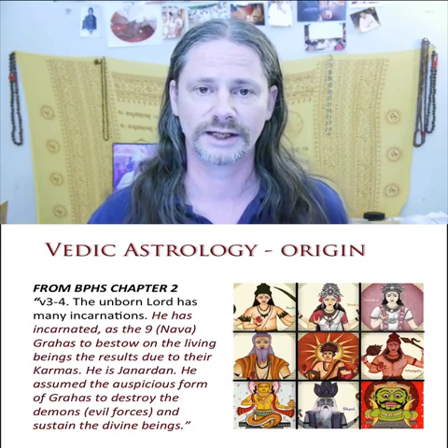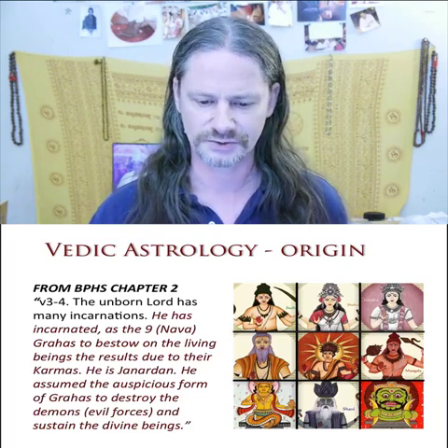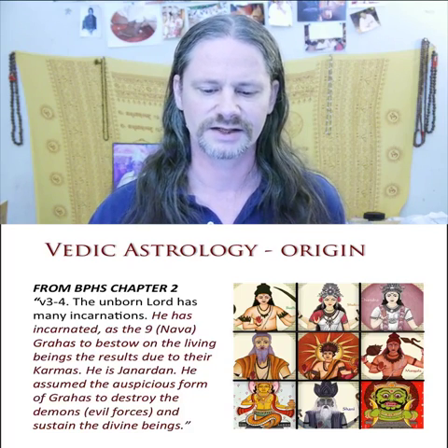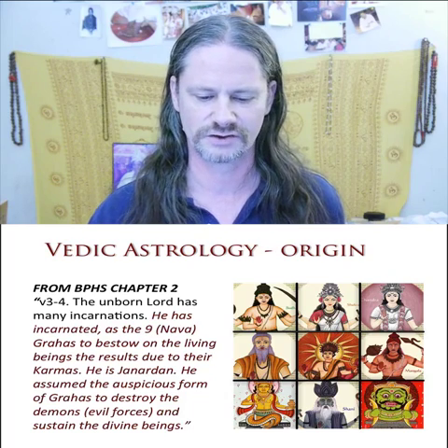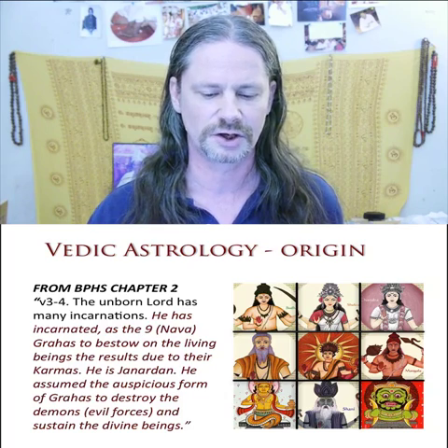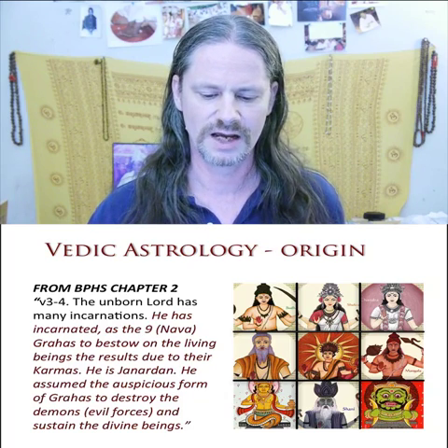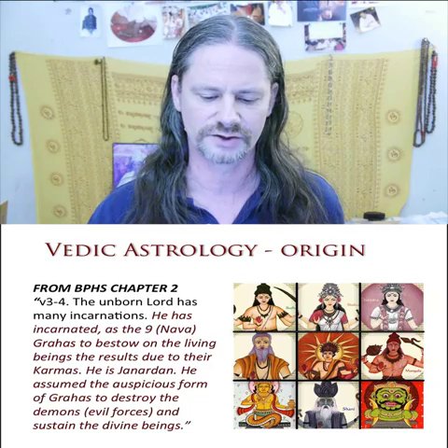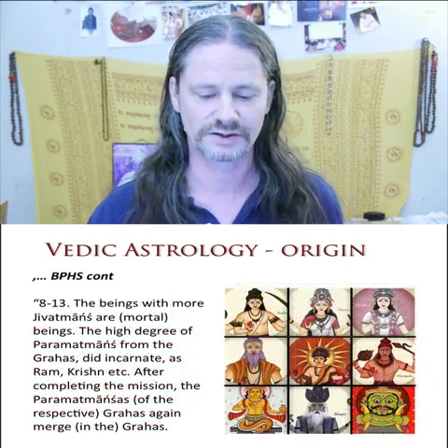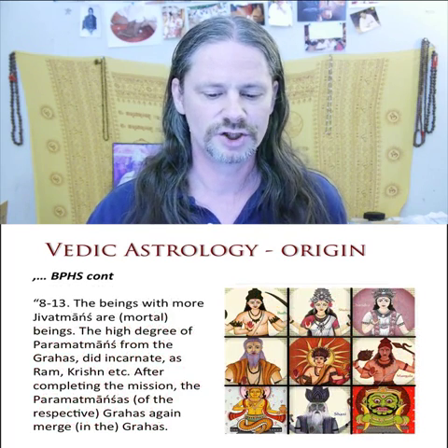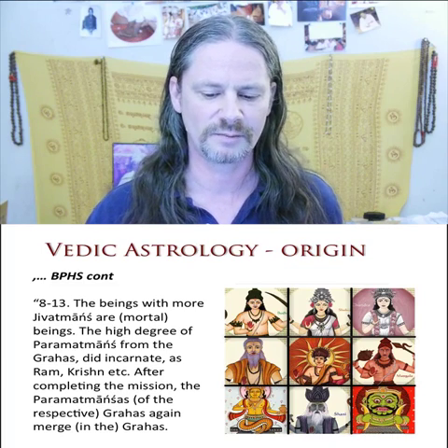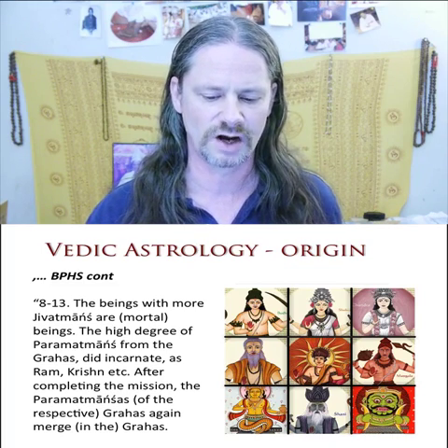So literally, you can see on your screen now, right from Brihat Parashara Hora Shastra, chapter 2, it says, the unborn Lord has many incarnations. He's incarnated as the 9 planets to bestow on the living beings the results due to their karmas. He is Janardhan. He assumed the auspicious form of grahas to destroy the demons, the evil forces, and sustain the divine beings. And then continuing, the beings with more Jiva Atman are the mortal beings. The high degree of Paramatmans from the grahas did incarnate as Ram, Krishna, etc.